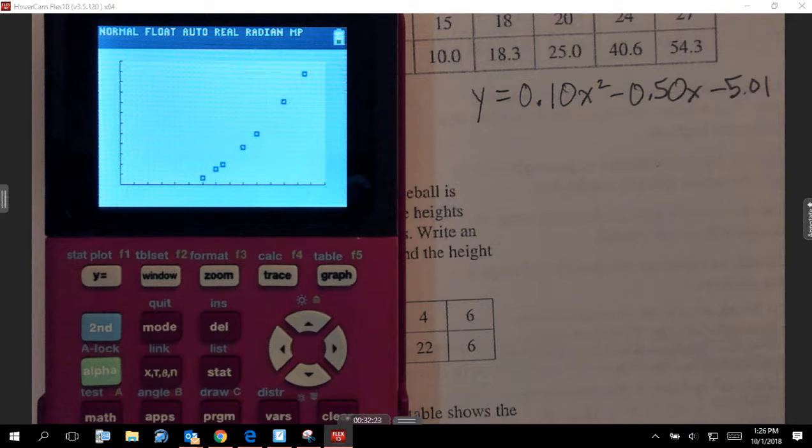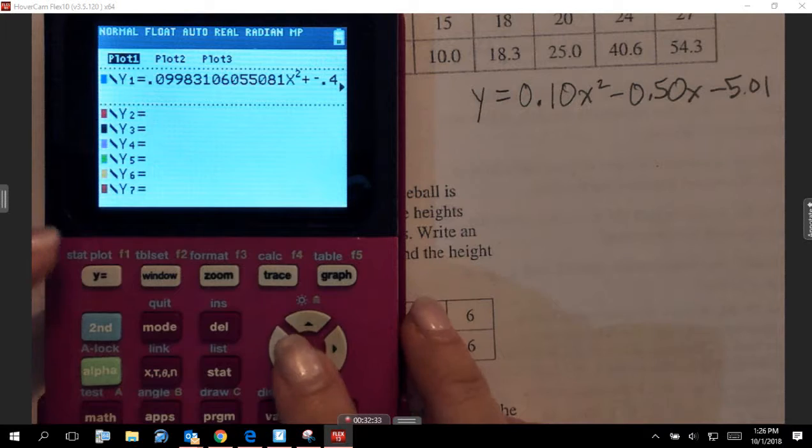And then if it's a parabola, you're going to do quadratic regression. But what if it's not a parabola? What if it's a line? You would do linear regression. We've already covered that. Okay.